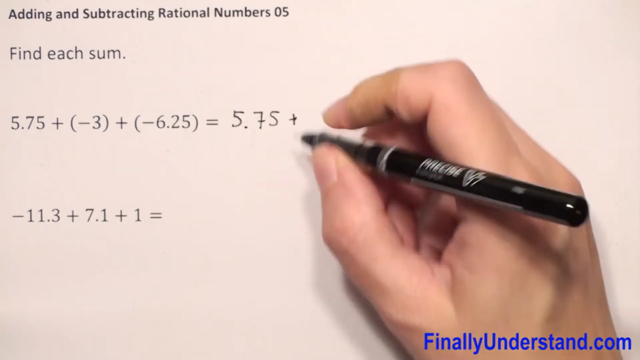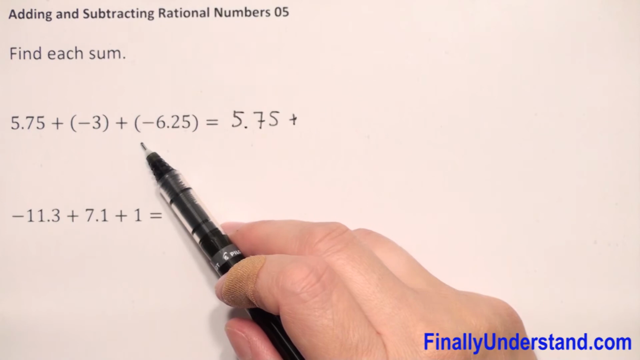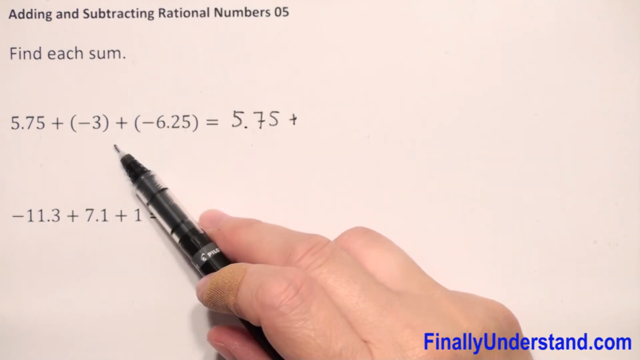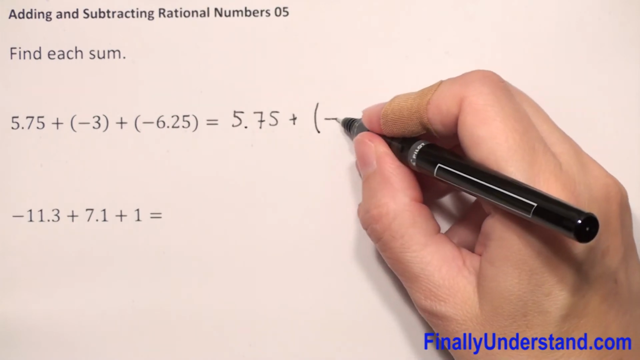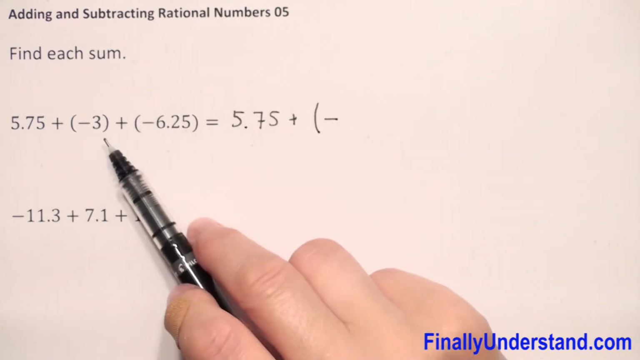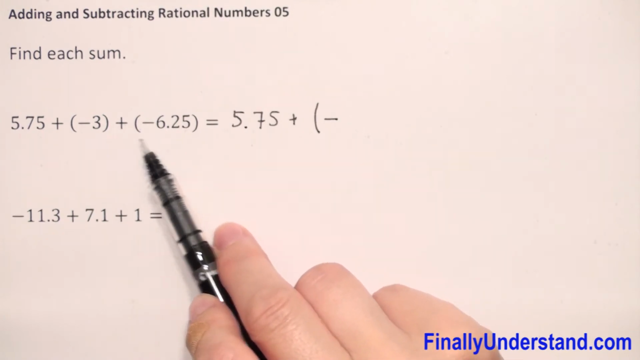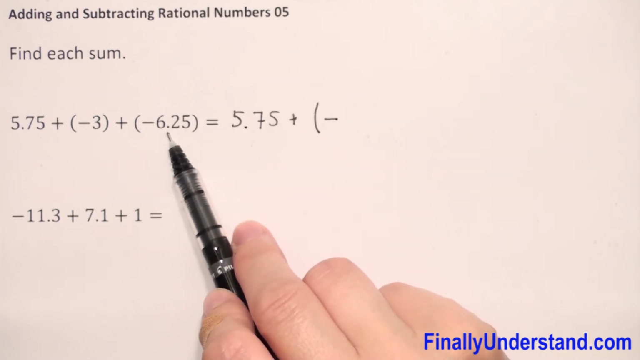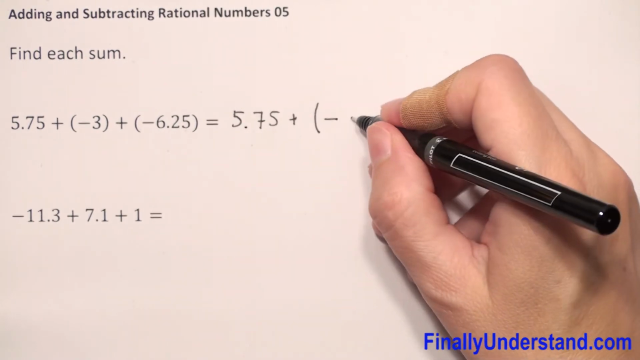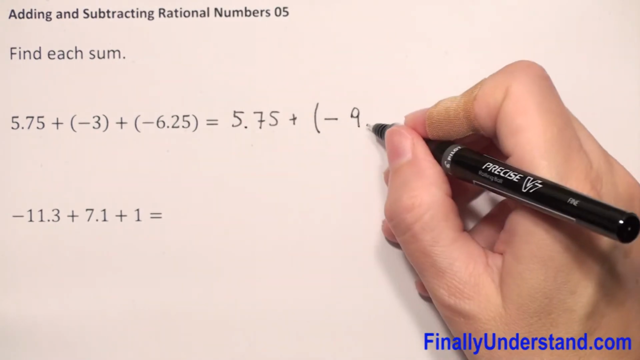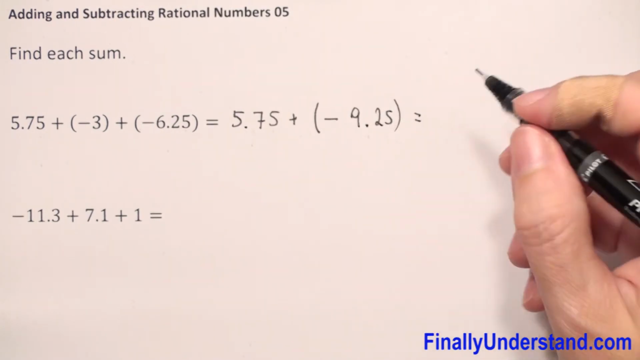5.75 plus, and we have to add these two negative numbers. When we add negative numbers, we need to copy both of them negative. So we copy the negative sign, and we have to just add these numbers. We have 3 plus 6.25. So 3 plus 6 is 9. We add whole numbers. 0.25 we rewrite. So this is equal.